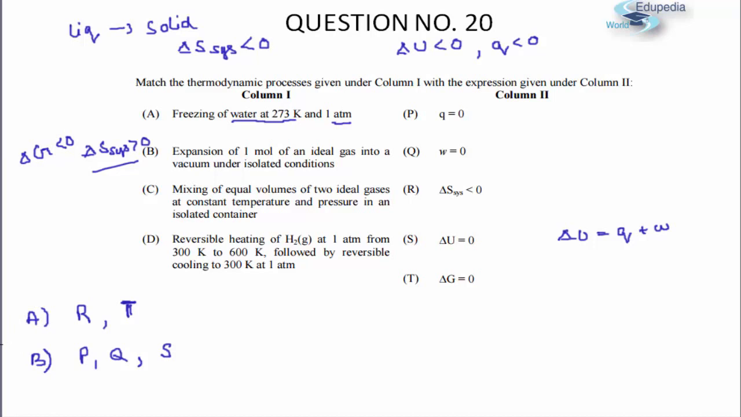So my B will match with P, Q and S. Let us have a look at C. Let's try and read and interpret what the system in C is. Mixing of equal volumes of two ideal gases at constant temperature and pressure in an isolated container.